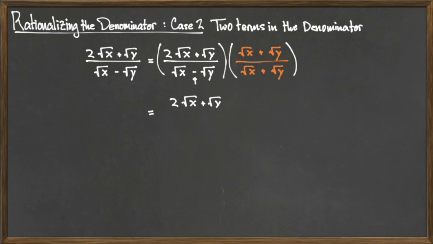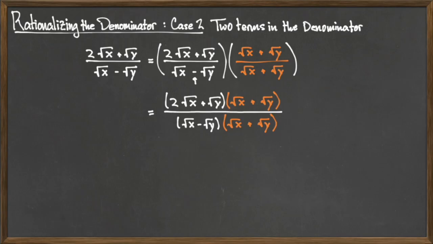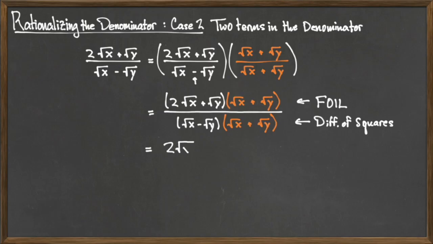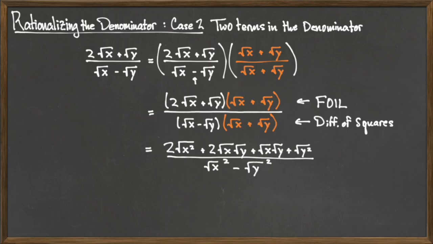I have to FOIL my numerator, but my denominator simplifies just by the difference of squares formula. So when I FOIL my numerator, it looks like 2 times root x squared plus 2 root x root y plus root x root y plus the square root of y squared. And my denominator is the square root of x squared minus the square root of y squared. Clearly that's fun to say 5 times fast. But let me just look at what I've got. I'll combine like terms, I'll simplify expressions, and I'll find a final answer of 2x plus 3 root xy plus y divided by x minus y.